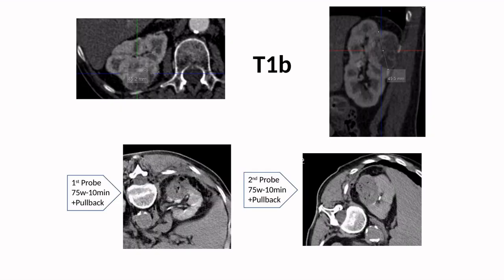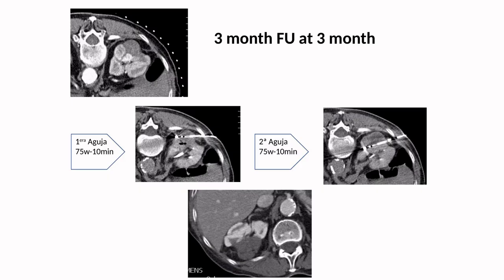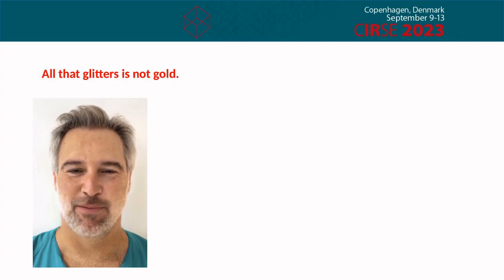Here my case. A 45 mm renal tumor on CT. 2 probes were used, both with pullback. The immediate control looks great. But follow-up at 3 months shows incomplete ablation, typically in the hilar contour of the lesion, where big vessels exist. So after a second procedure with 2 needles we finally achieved a complete tumor response. All that glitters is not gold.